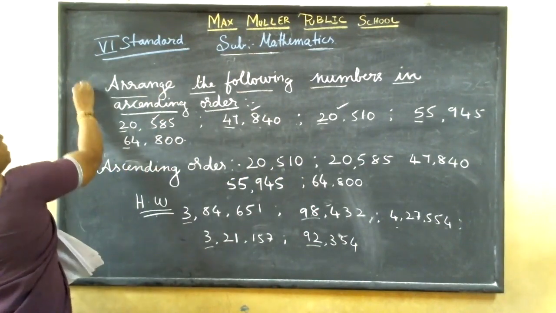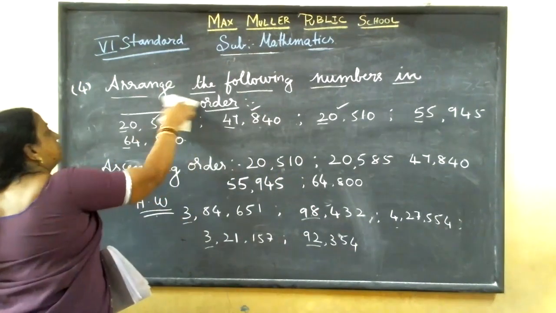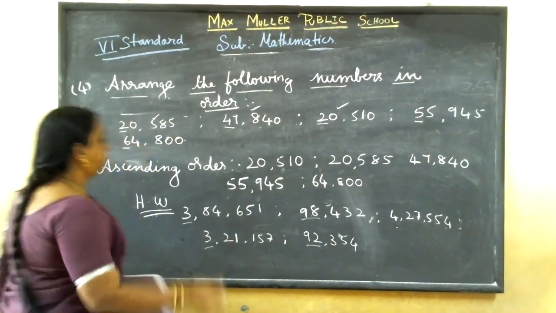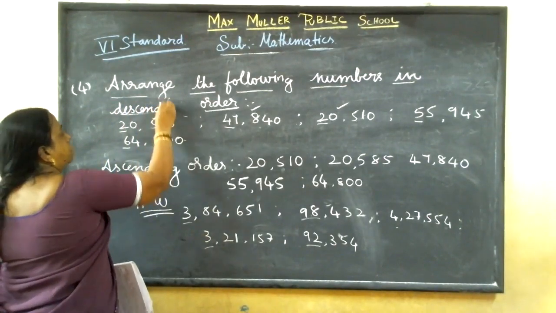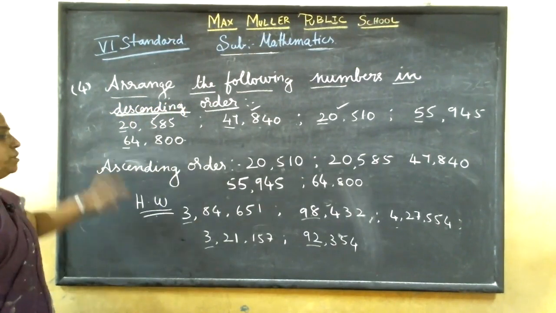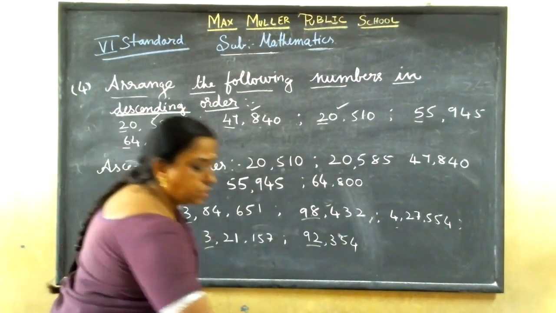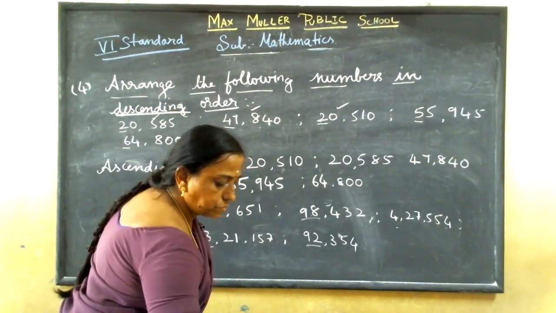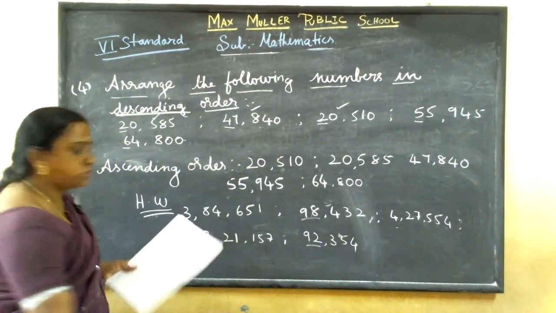Arrange the following numbers in descending order. I'll give 2 minutes time. Copy homework, children. Notes I will get through PDF, but assignment you won't. So you copy a homework question. Next one. I'll rub just this question.